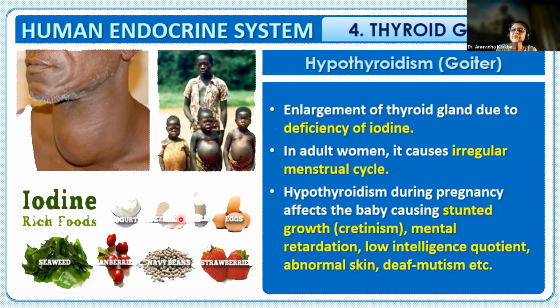Okay, what are the foods that are going to take care of our iodine levels? See, iodine rich foods: sprouts, yogurt, this is mozzarella cheese, which you like a lot, milk, eggs, seaweed, cranberry, navy beans. Navy beans are those that are fed to pigeons, right? Strawberries, all are very good sources of iodine. So of course our iodized salt is more than enough, but still.